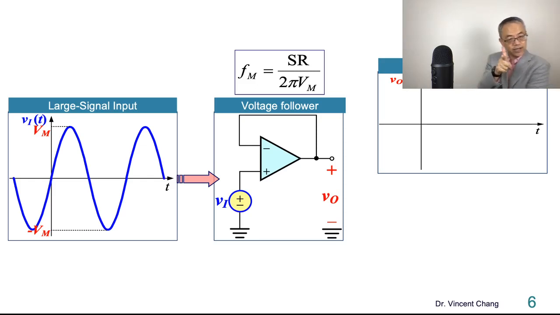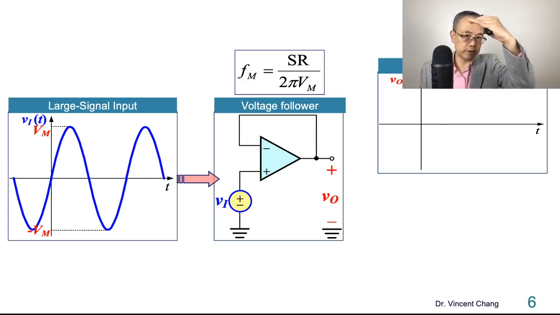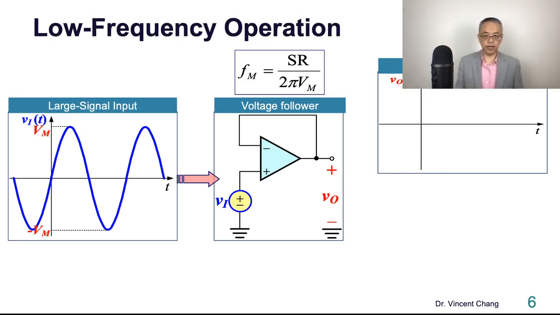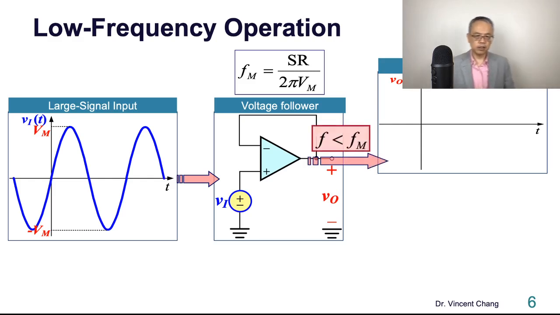So now you understand my logic, right? The first lecture was about rated output voltage. The second lecture was about slew rate. Now the third one, full power bandwidth. Now I give you a big picture, all right? Low frequency operation. Let's end this lecture with a big picture. What do you mean by low frequency? Compare with the FM, the full power bandwidth.